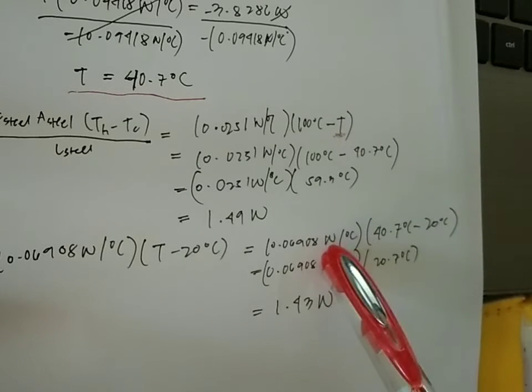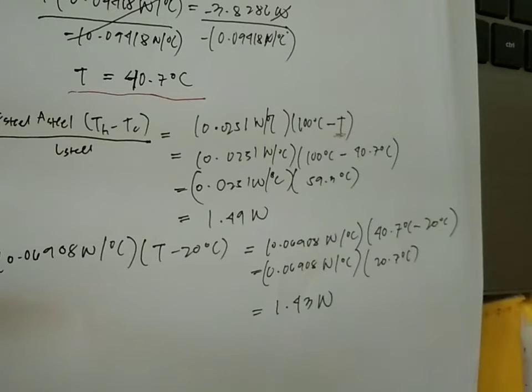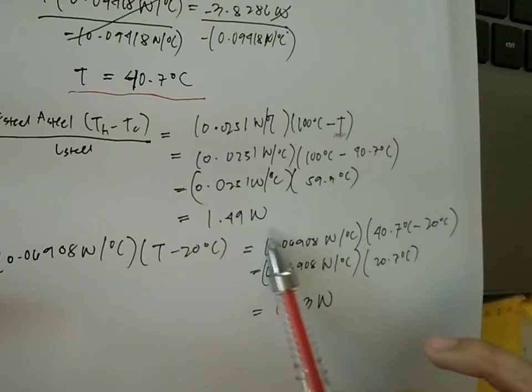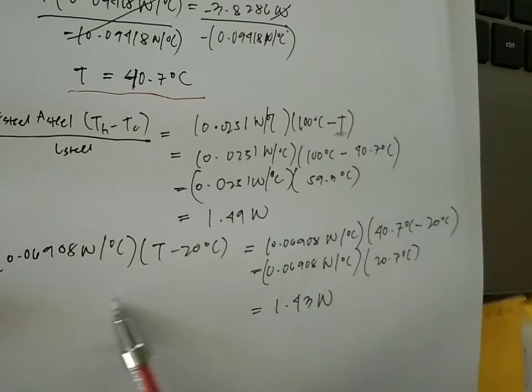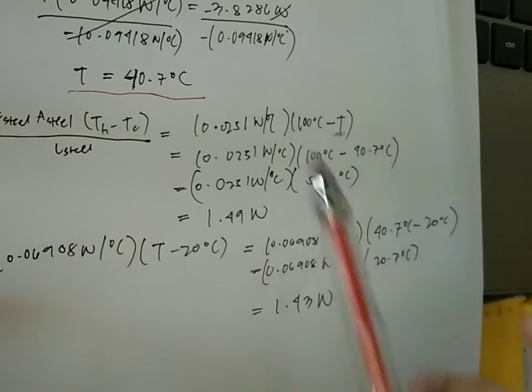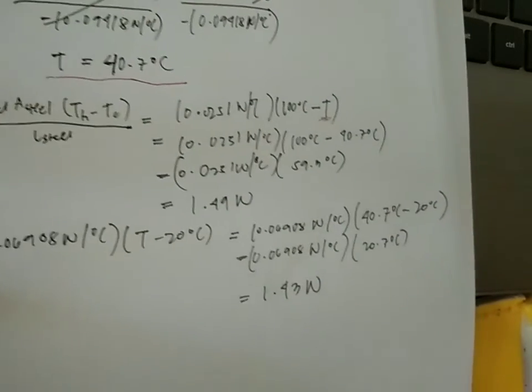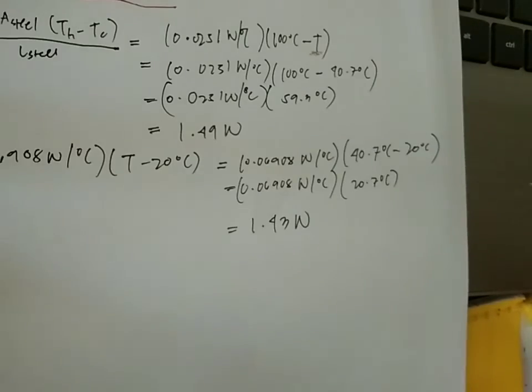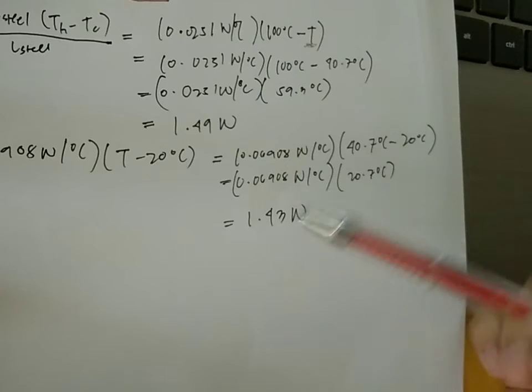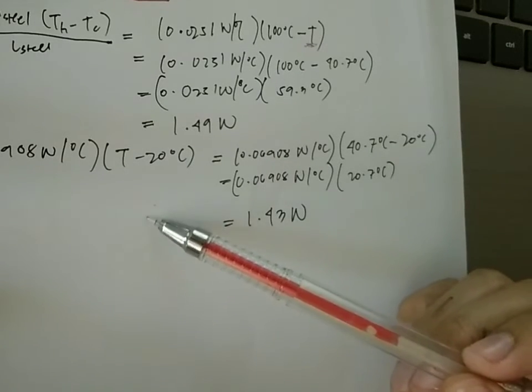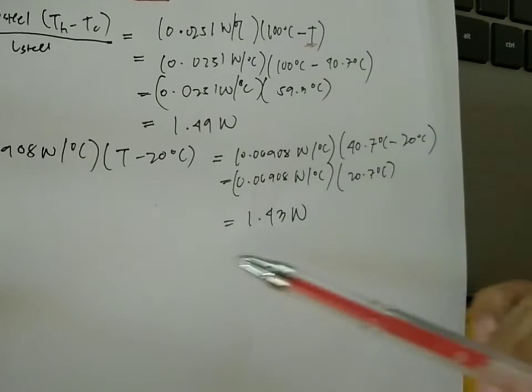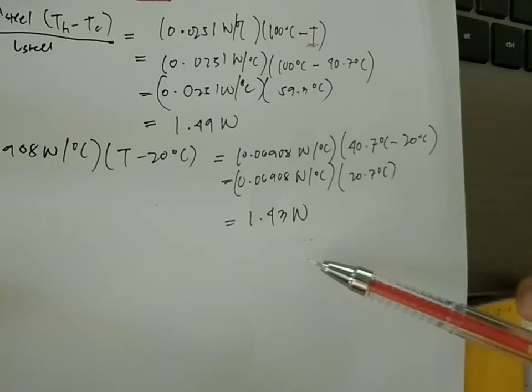Therefore, the rate of heat conduction of the steel is equivalent to 1.49 watt. And also sa aluminum, same as steel steps nga gibuhat, gipulihan ang T, then nag-result siya sa the rate of heat conduction of the aluminum is equivalent to 1.43 watt.